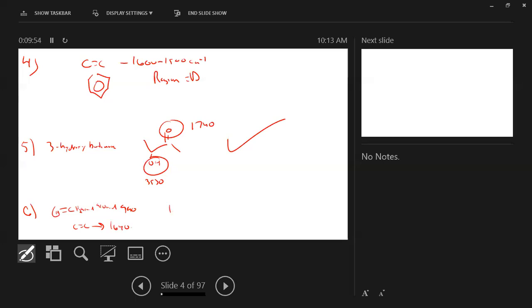So this is going to be 1,5-hexadiene. 1, 2, 3, 4, 5, 6. 1, 2, 3, 4, 5. There you go. That's what that is right there.